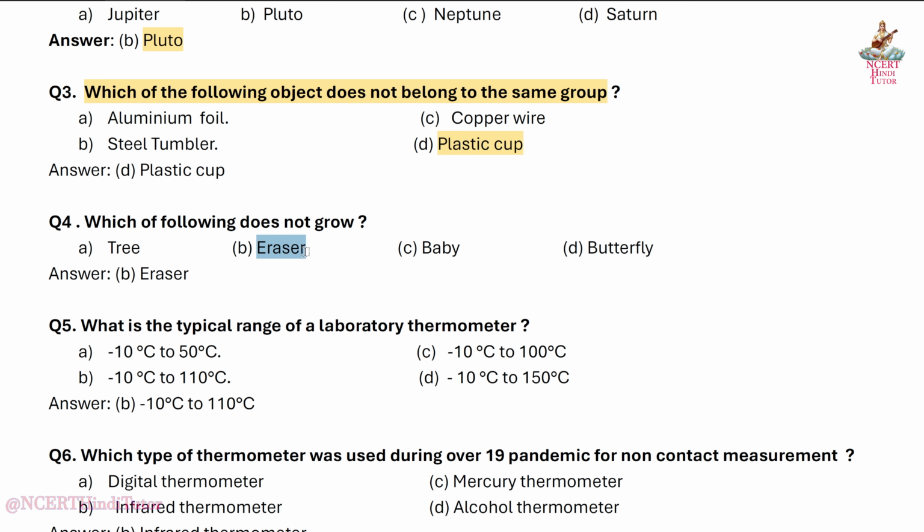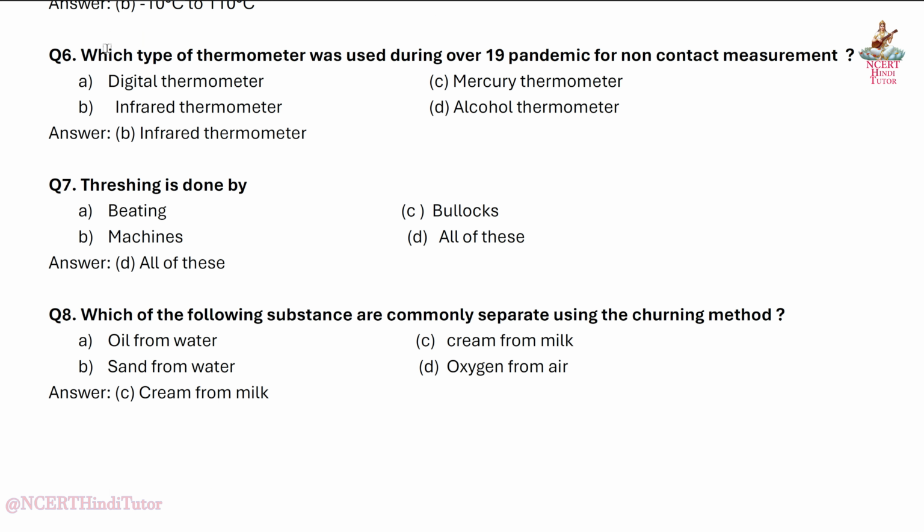Answer B, eraser. Question 5, what is the typical range of a laboratory thermometer? Answer B, minus 10 degrees Celsius to 110 degrees Celsius. Question 6, which type of thermometer was used during COVID-19 pandemic for non-contact measurement?